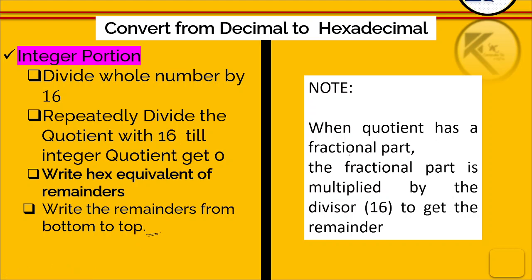So when the quotient has a fractional part, the fractional part is multiplied by 16, that is the divisor, to get the remainder. And whenever we are using the calculator, or even the manual calculation, it will give a quotient with the whole number part as well as a fractional part.